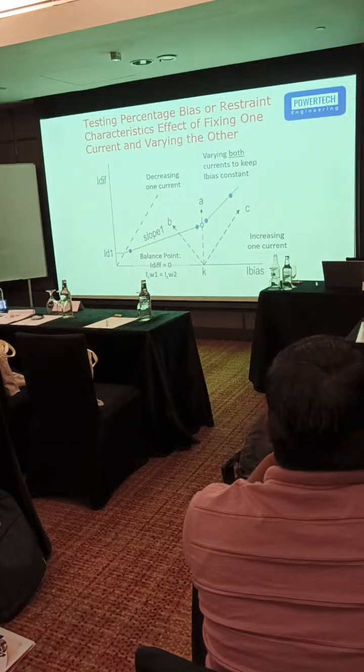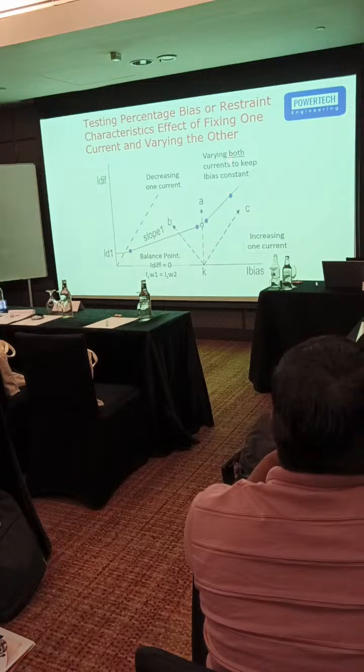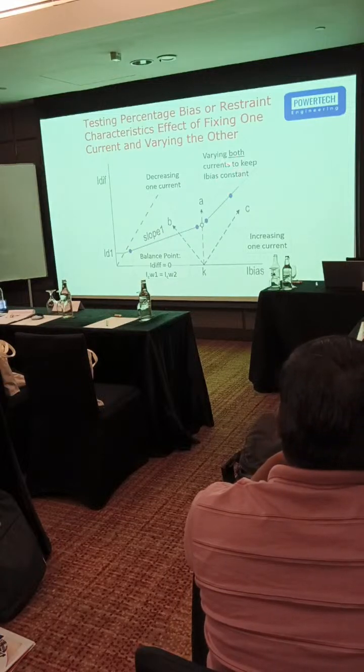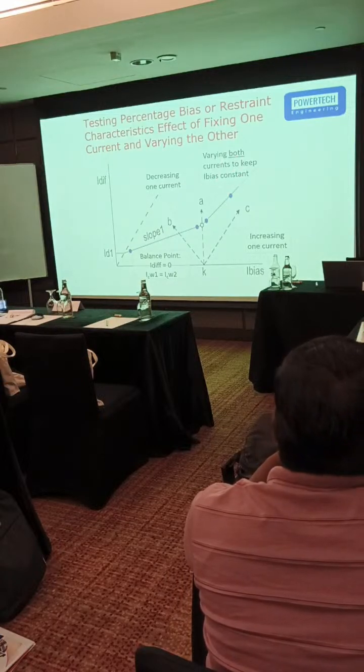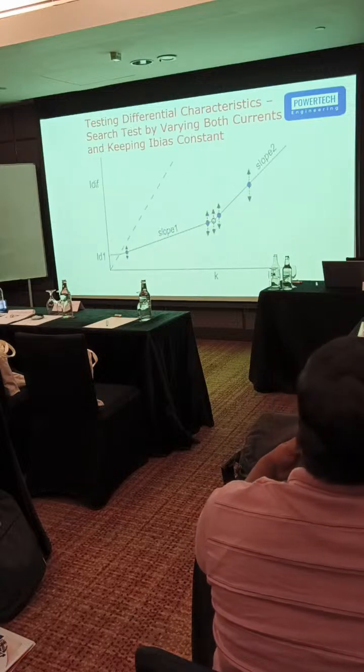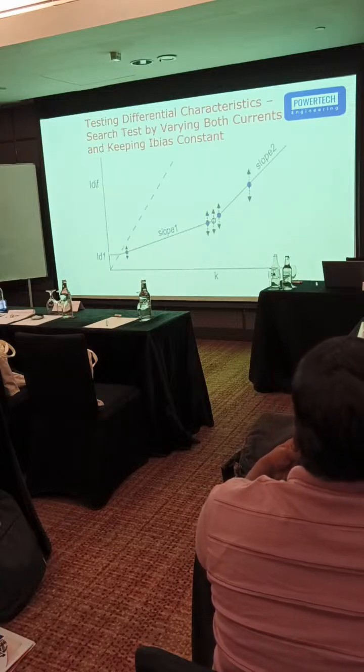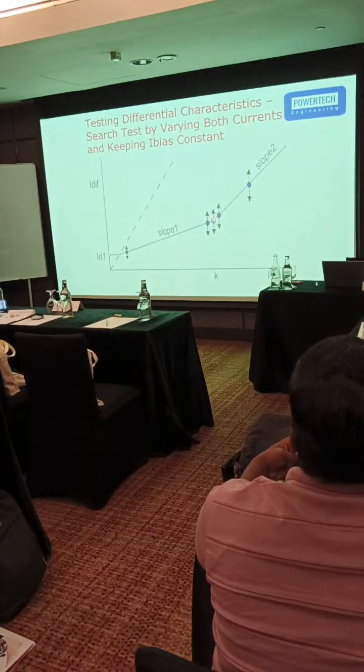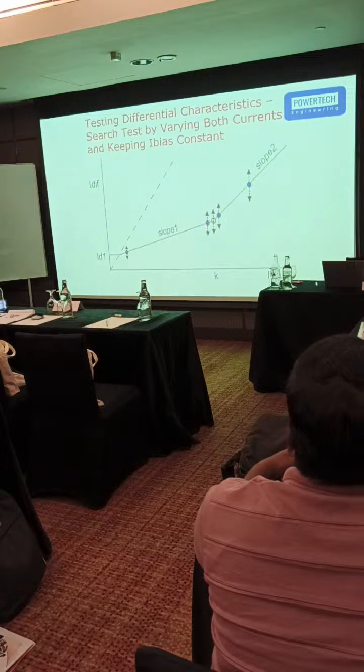So in this case, vary both currents to keep the I bias constant. In all relay test kit software, you will see the point moving like this. When we select any point anywhere, it will move like this and find the boundary point when we are doing the characteristic test.